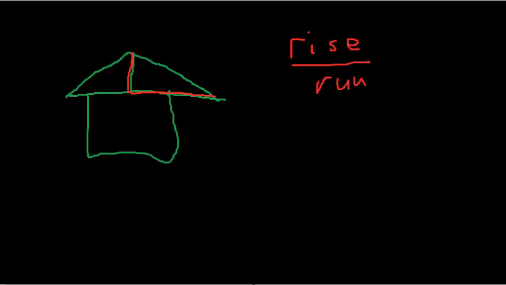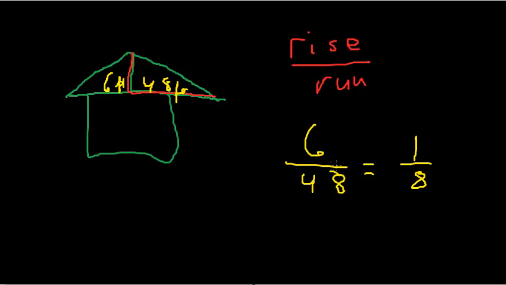So in this case, let's say I have a rise of 6 feet and a run of 48 feet. Then the rise over run would be 6 over 48. I then, of course, reduce this fraction to 1/8, since we have a common factor here of 6. 6 goes into 6 once, and 6 goes into 48 8 times. So our pitch then is 1:8.